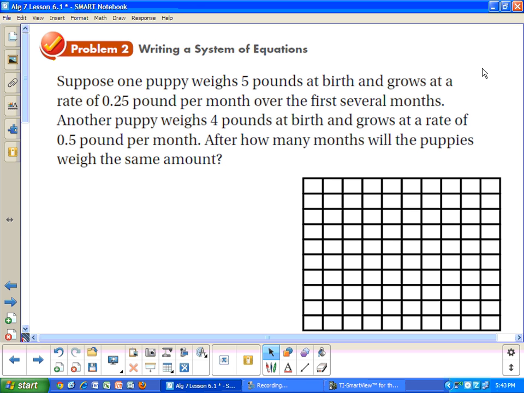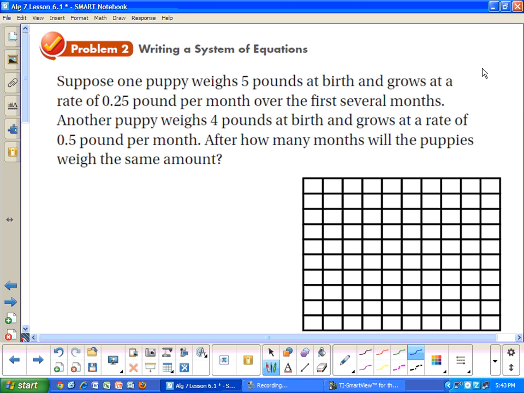It says, suppose one puppy weighs 5 pounds at birth and grows at a rate of 0.25 pounds per month over the first several months. Another puppy weighs 4 pounds at birth and grows at a rate of 0.5 pounds per month, or half a pound. After how many months will the puppies weigh the same amount?